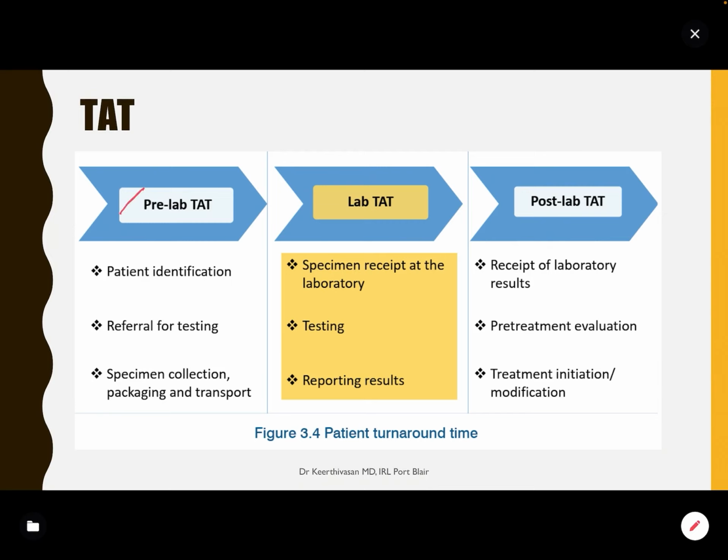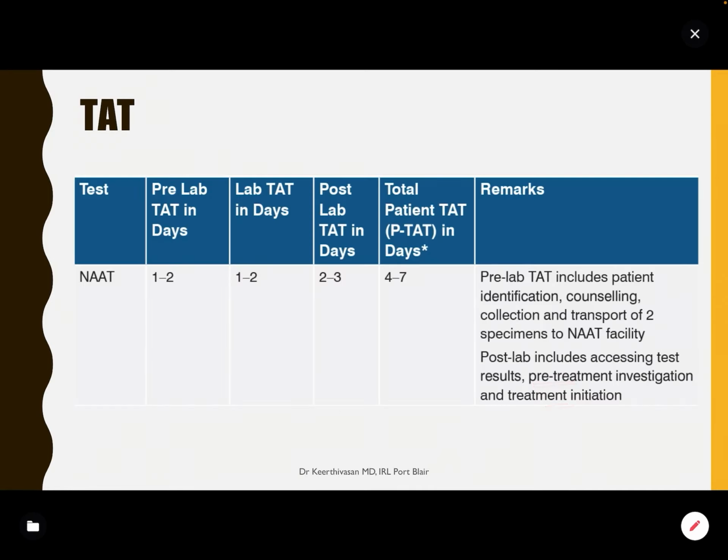That is pre-lab turnaround time, before the sample reaches the lab. Then lab turnaround time, once the sample reaches the lab till the reporting of results. Then post-lab turnaround time. Once the result is reported, the result goes to the clinician and appropriate treatment initiation or modification is done. So the basic idea is to decrease the duration of all three components so that the patient can get the correct results as soon as possible and be put on appropriate treatment for TB.